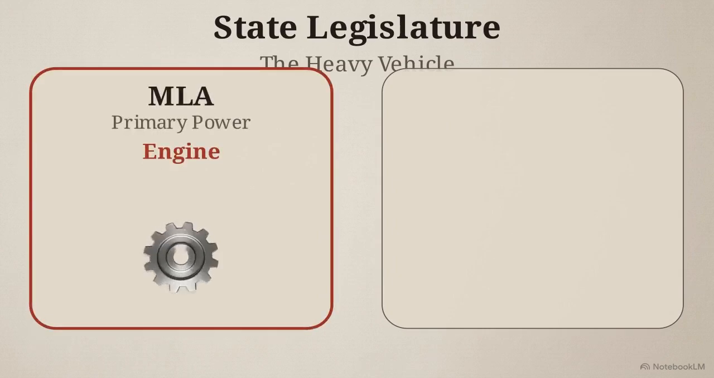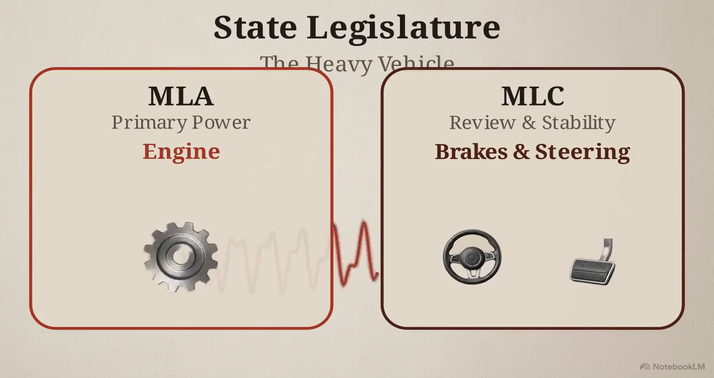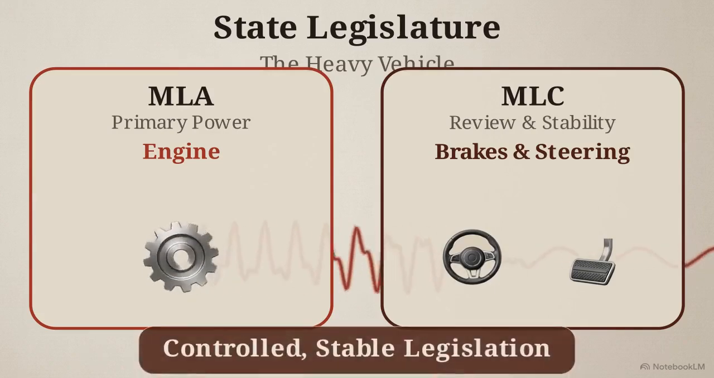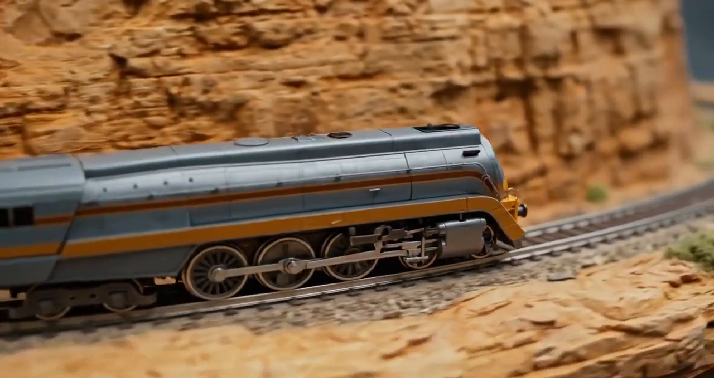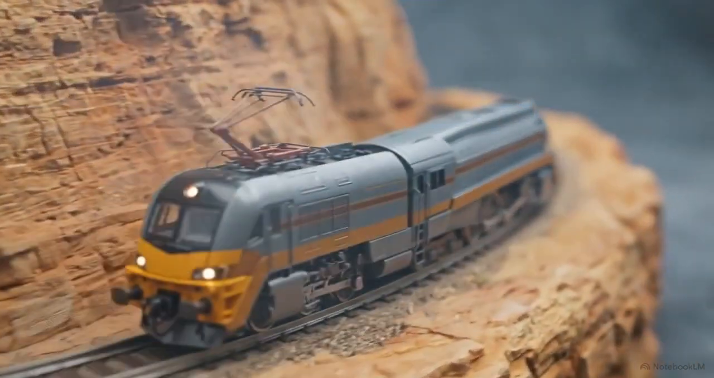MLAs serve as the engine, providing raw political power and momentum. MLCs act as brakes and steering, offering expert review and ensuring the vehicle doesn't speed off a cliff. Neither part can safely operate the vehicle alone. You need both the rapid momentum and the careful friction.